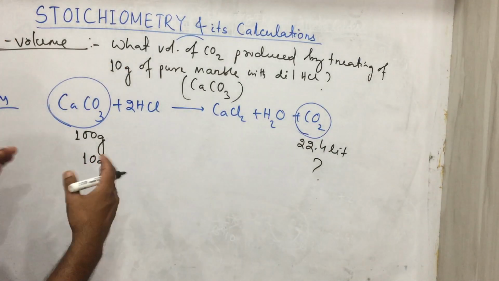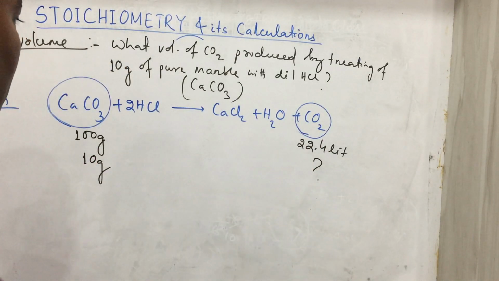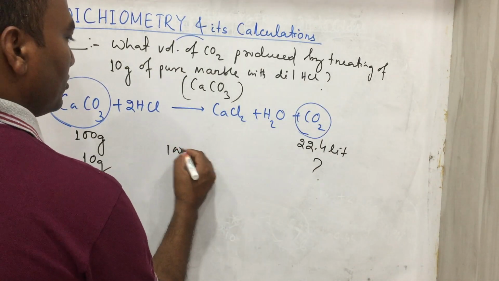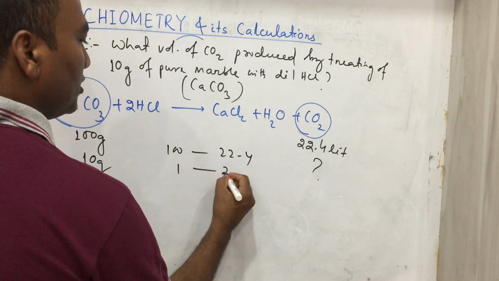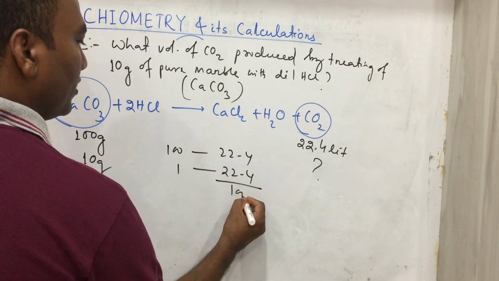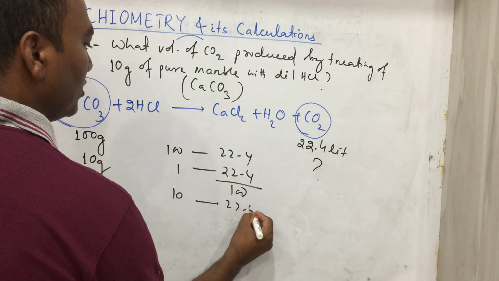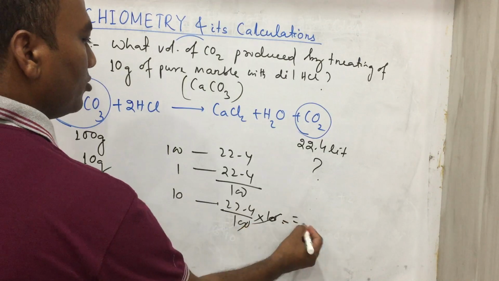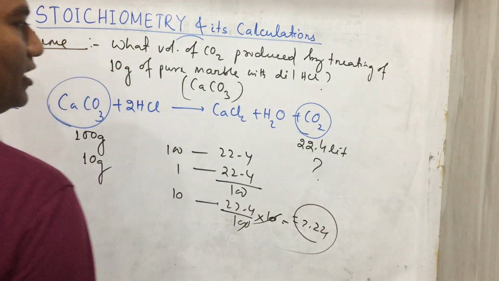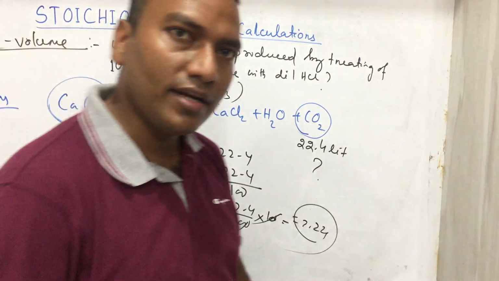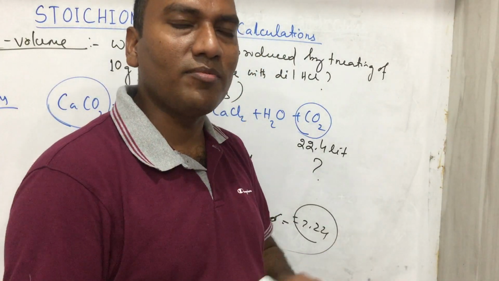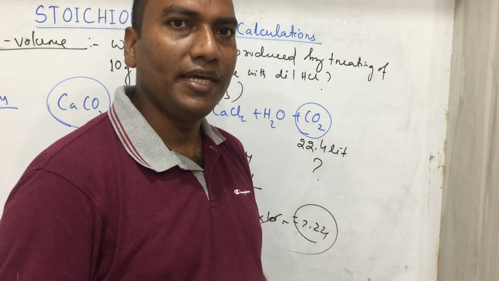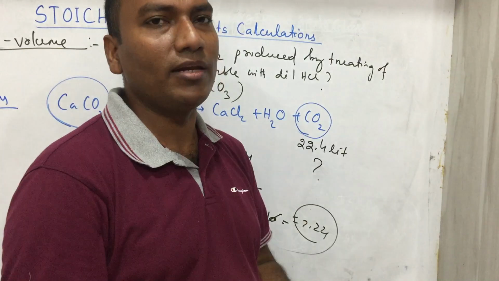So you see, if you write in this format, it is very easy to calculate. So 100 gram, 22.4, 10 gram. So when it is 100, 22.4, when it is 1, 22.4 by 100, when it is 10, 22.4 by 100 into 10. Yes or no? So 1 by 10, so it will be 2.24 liter. Clear now? So this is called mass-mass or mass-volume or mole-mass, mole-volume, like this relationship. Any one will be given, another we have to calculate.